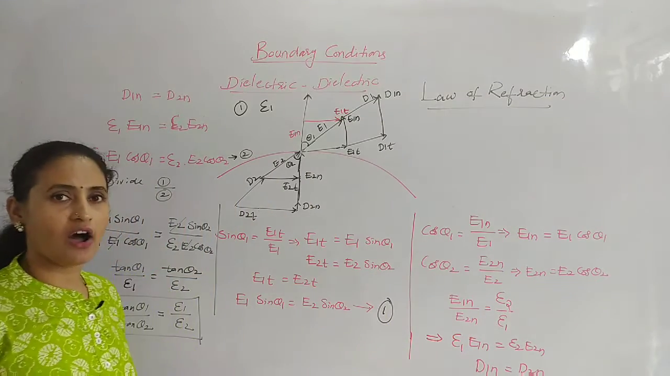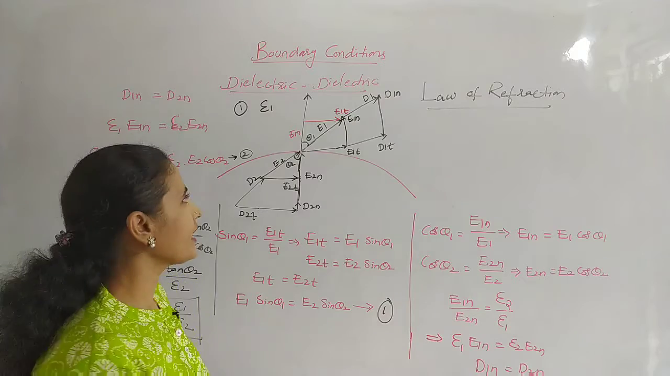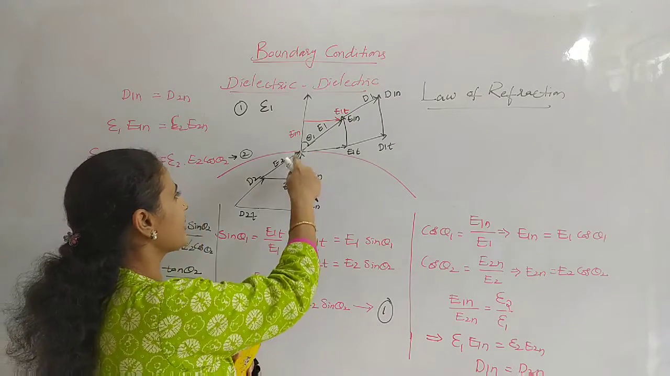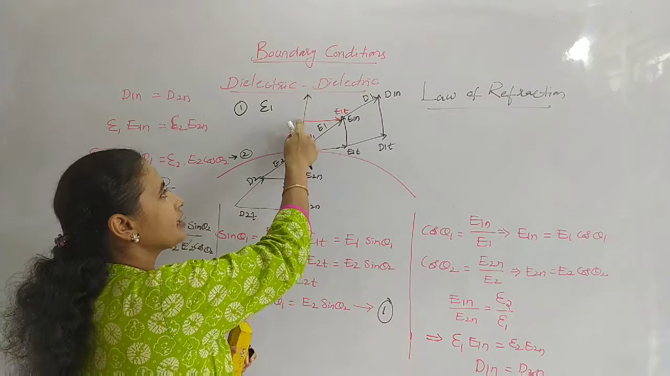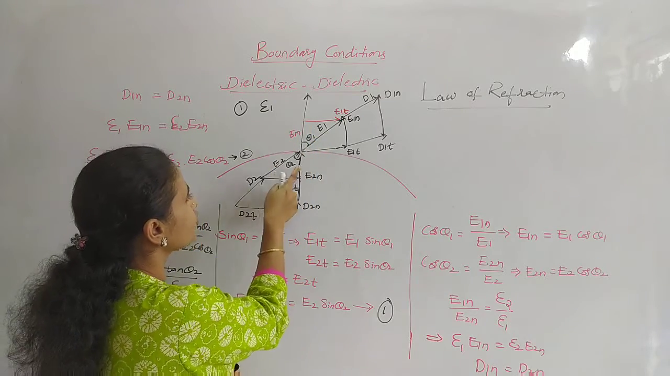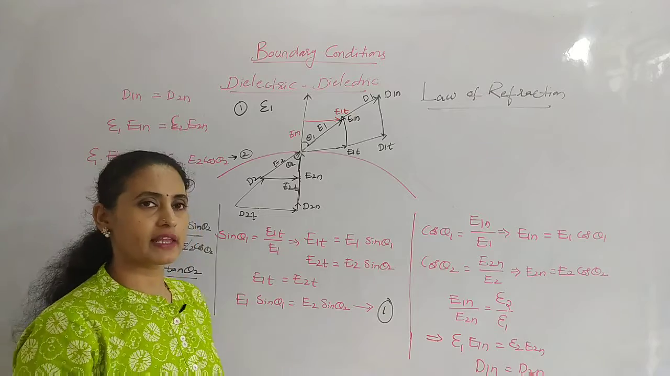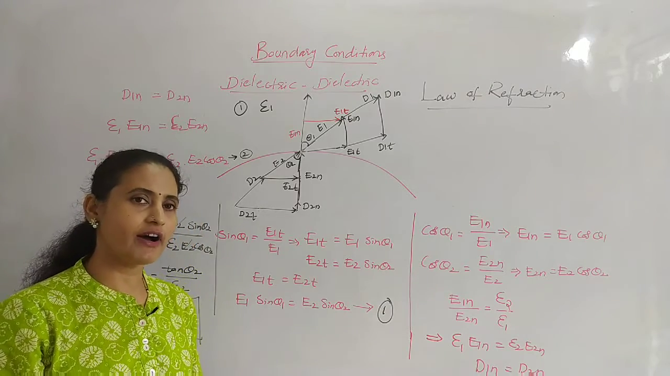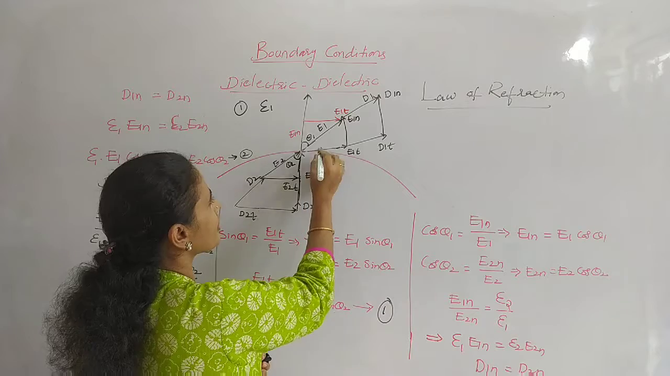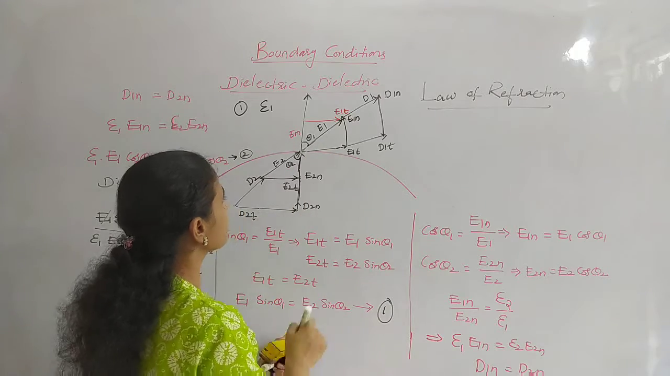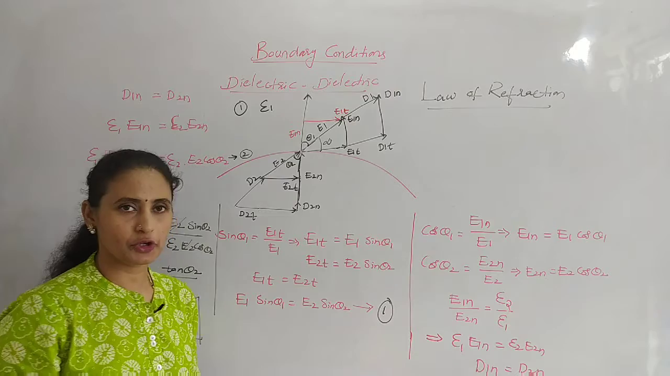We obtained the law of refraction by using boundary conditions. Let theta 1 and theta 2 be the angles made by E1 and E2 with the normal to the boundary. Sometimes there will be alpha also, the angle made by E1 with the boundary. Sometimes it will be given as alpha. That will be solved in the numericals.